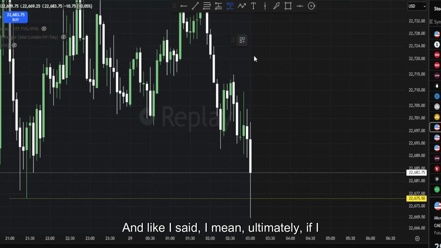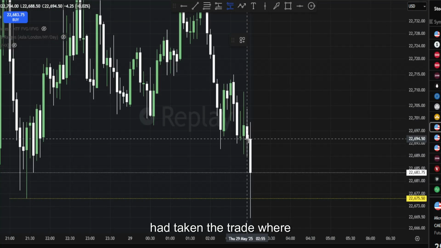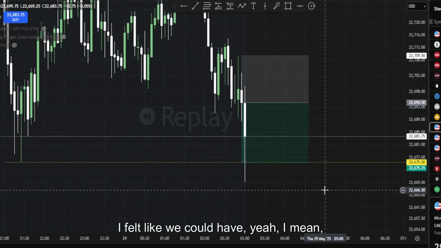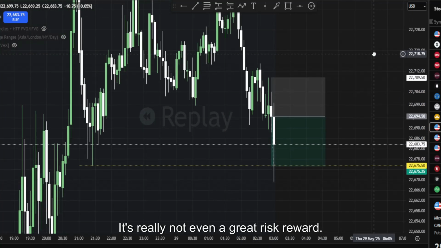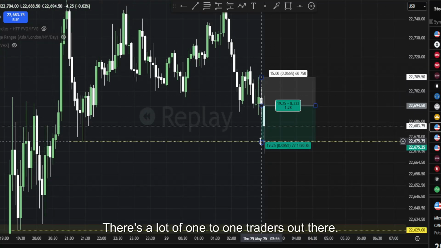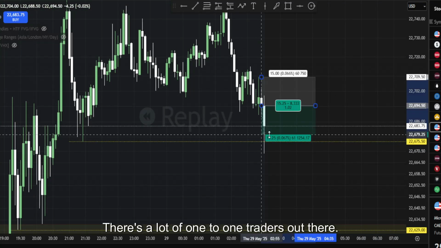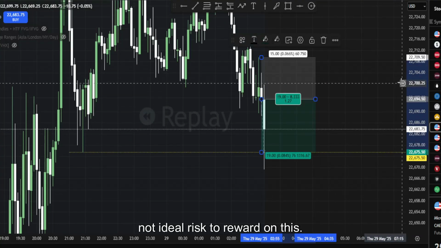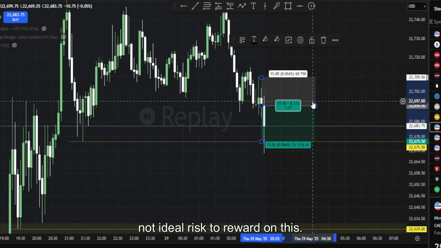And like I said, ultimately, if I had taken the trade where I felt like we could have, yeah, it's a 1.2. It's really not even a great risk reward. There's a lot of 1-to-1 traders out there. So you certainly could have. Not ideal risk to reward on this.